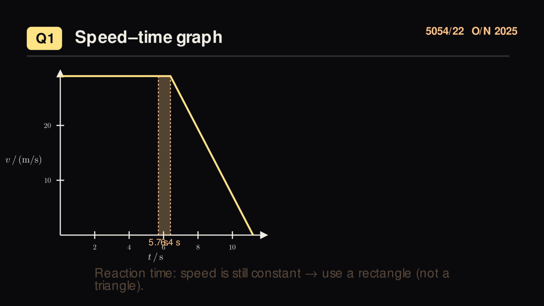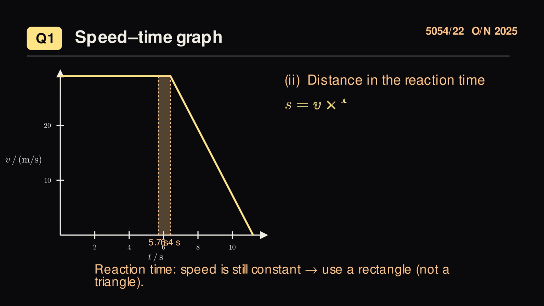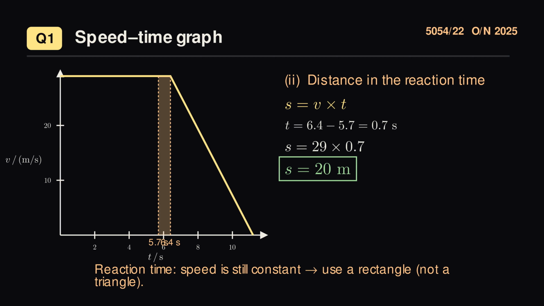Part 2. Distance during the reaction time, from 5.7 to 6.4 seconds. The speed stays constant, so use a rectangle. Distance equals speed times time. Time is 0.7 seconds, giving 20 meters.